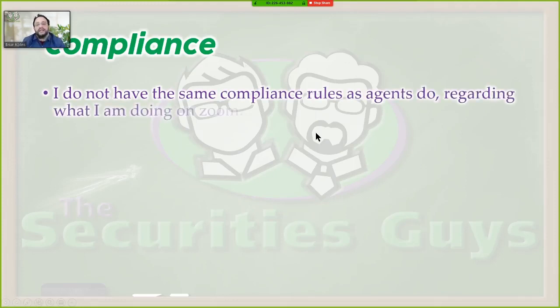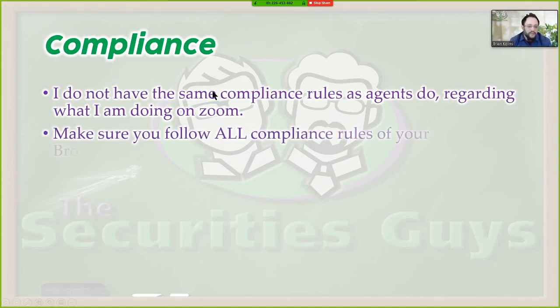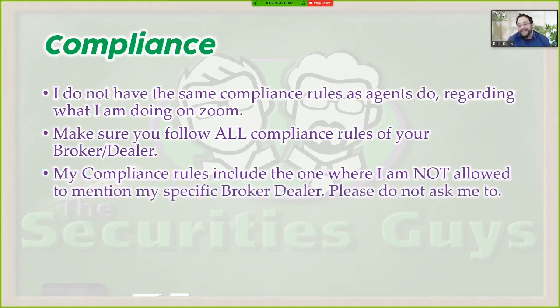There are certain compliance issues that I want to make sure that I go through. Let me actually move my video so it's not going to cover the title. There are certain compliance rules that I do have, and obviously that some of my people here may have as agents or representatives. But the ones that I have to follow are not quite the same as what you guys have to follow. Make sure that you do follow all compliance rules of your specific broker-dealer. My compliance rules include the one where I'm not allowed to actually mention the name of my specific broker-dealer, which is why I refer to them as my broker-dealer. Please don't ask me to.